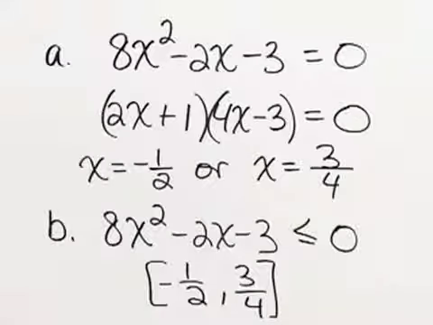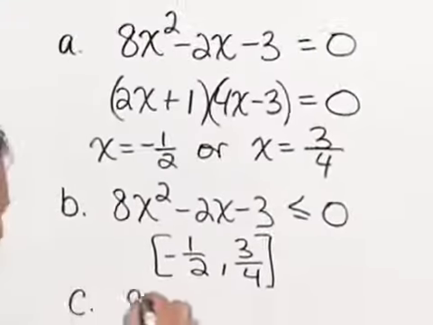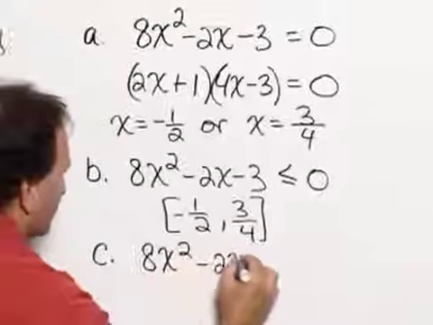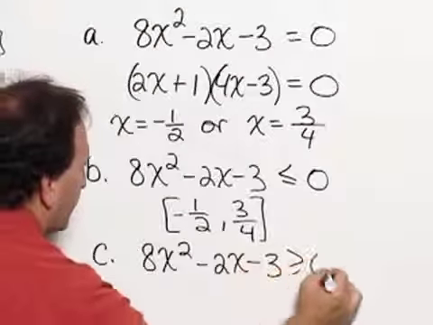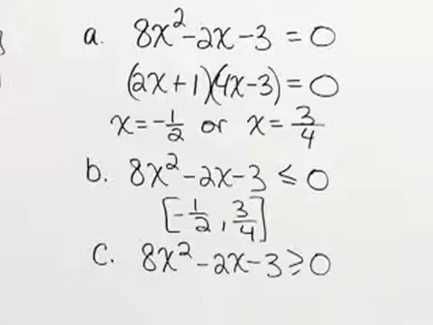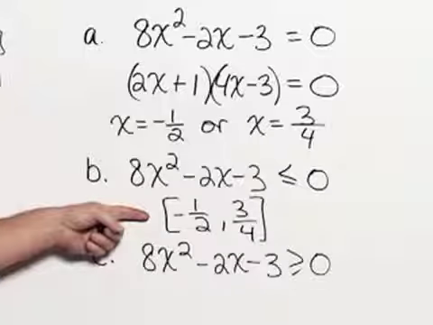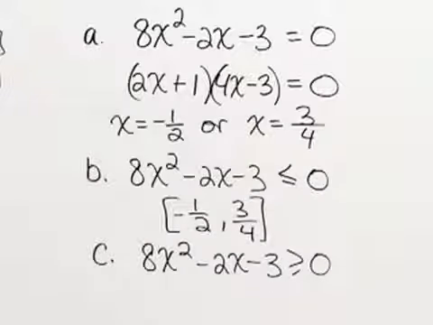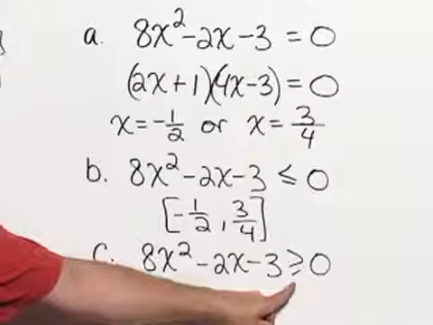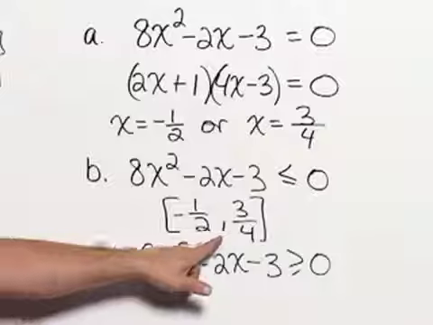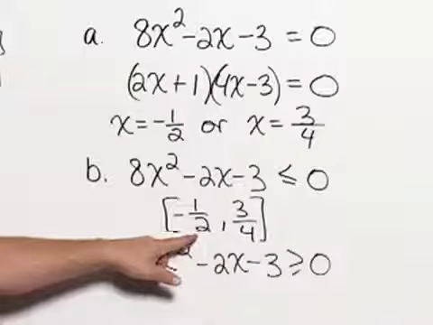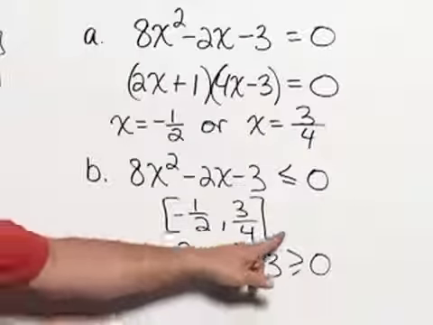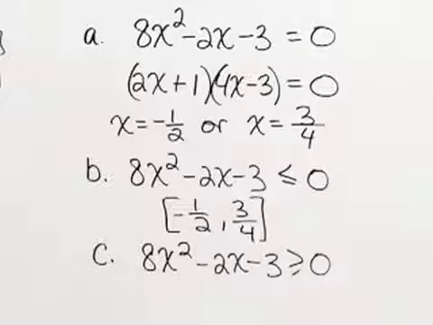Now for part C, we are supposed to solve 8x squared minus 2x minus 3 is greater than or equal to 0. Well, knowing what we now know from solving part B, the graph opening up means, and that we're interested in where is it above the axis, it's going to be above the axis to the left of negative 1/2 and to the right of positive 3/4.